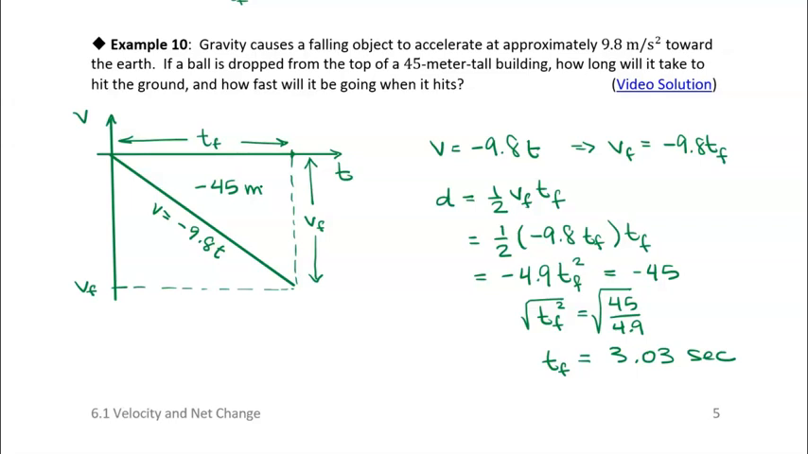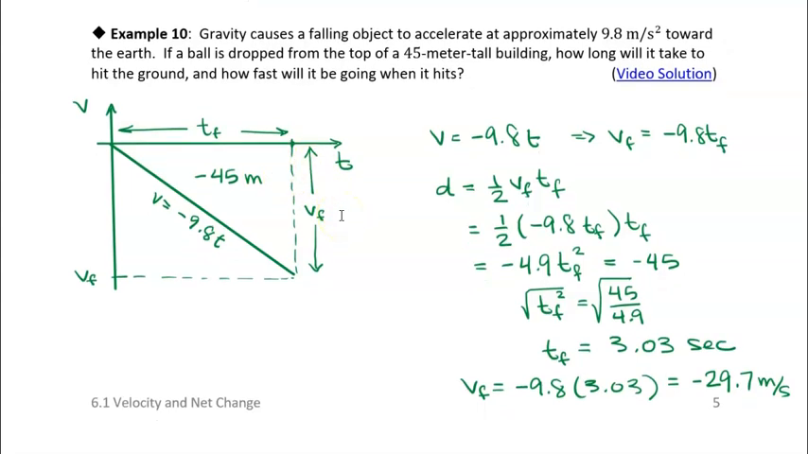All right, so now the other question is how fast. How fast is it going when it hits the ground? And we have this equation up here. The V final is just negative 9.8 meters per second every second, and it does that for 3.03 seconds. So if I multiply that out, what do I get? I got a negative 29.7 meters per second. So that's the velocity. Now, how fast was it going? Maybe they're referring to speed, right?